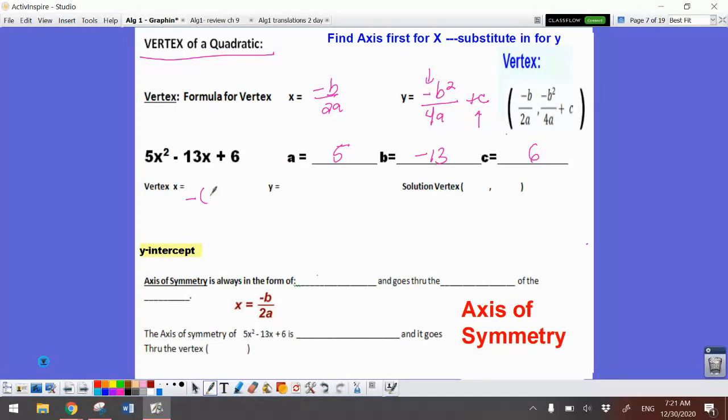So -13 over 2 times 5. Okay, so I have the negative of -13 over 2 times 5. So that's going to give me 13 over 10, which is going to give me a 1.3. Okay, that's going to give me a 1.3.